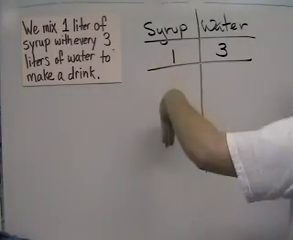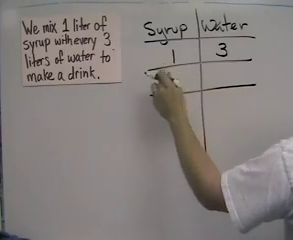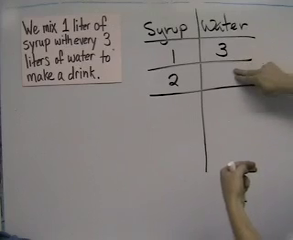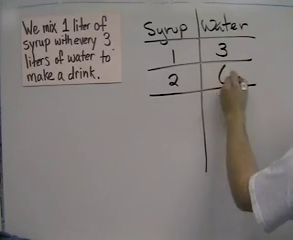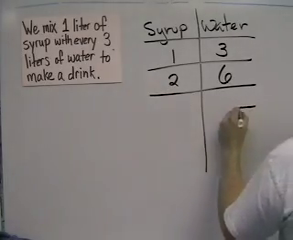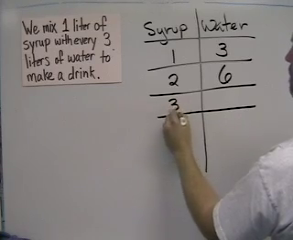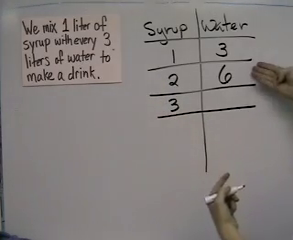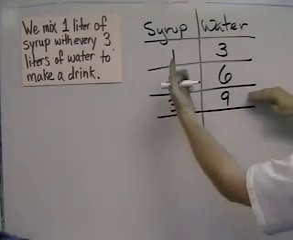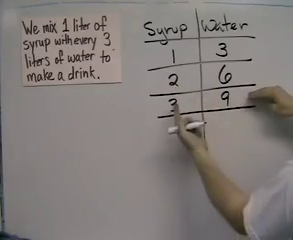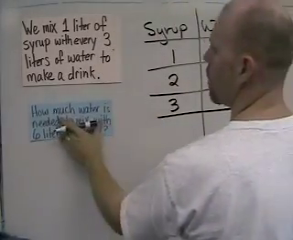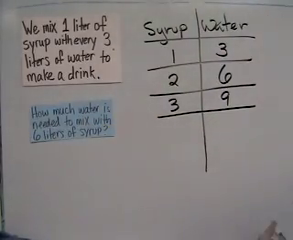So if we add an extra liter of syrup, we'll now have 2 liters of syrup, which means we would need an extra 3 liters of water, for a total of 6 liters of water. And if we have an extra liter of syrup, so now we have 3 liters of syrup, we're going to need another 3 liters of water for a total of 9 liters of water. So the ratio 1 to 3, the ratio 2 to 6, the ratio 3 to 9, they're all the same ratio. They're equivalent.